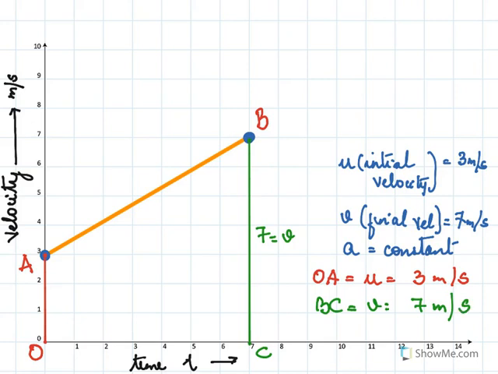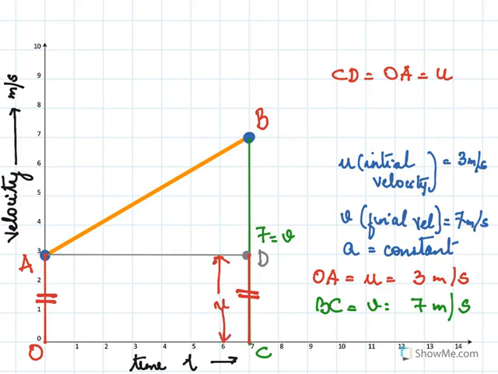If I draw a straight line here, I will get this point as D. And how much will CD be? This is CD, and CD will definitely be equal to OA. So we know CD is equal to OA, which is also equal to u. We need this information for the derivation of the first equation of motion.